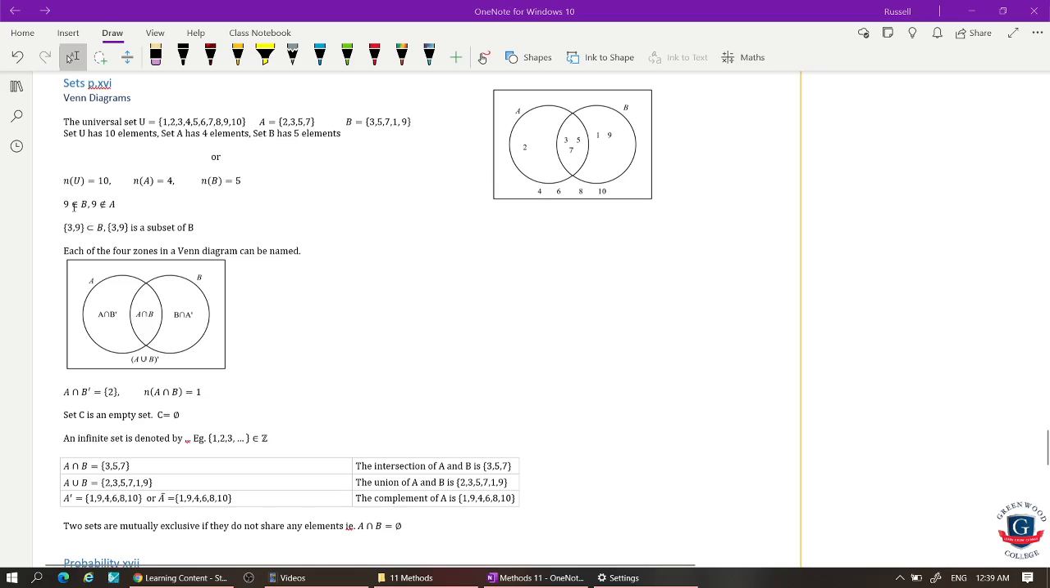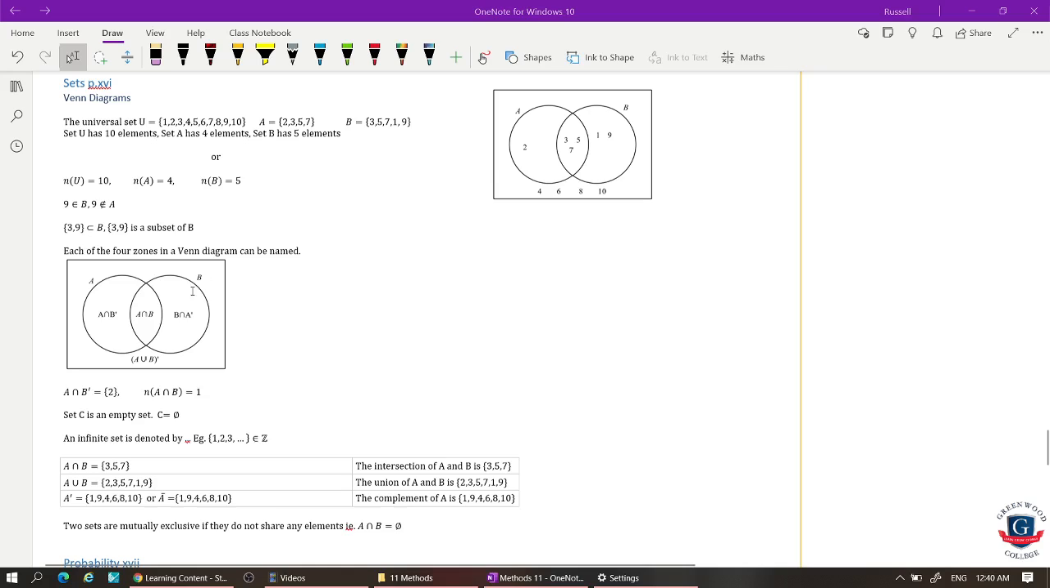The member of symbol says that 9 is a member of B because we can see it's in the B circle, and 9 is not a member of A because it exists outside of the A circle. 3 and 9 are a subset of B. 3 and 9 are both in B, and that can be written like this. That's the subset symbol there.